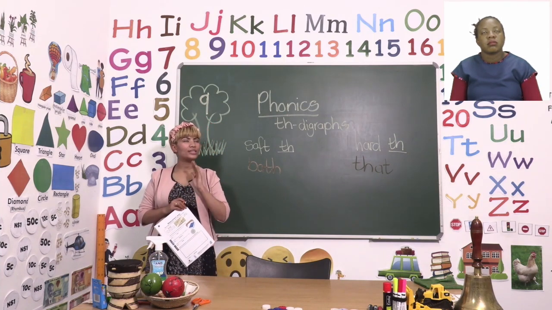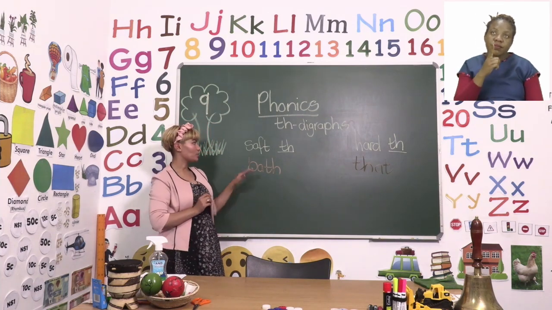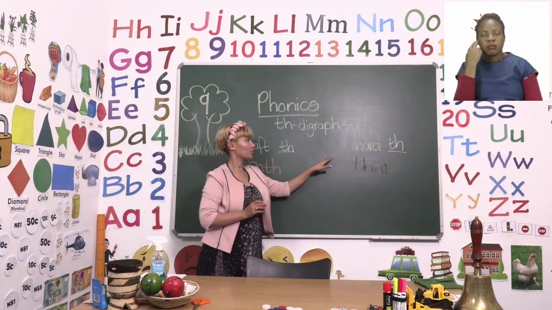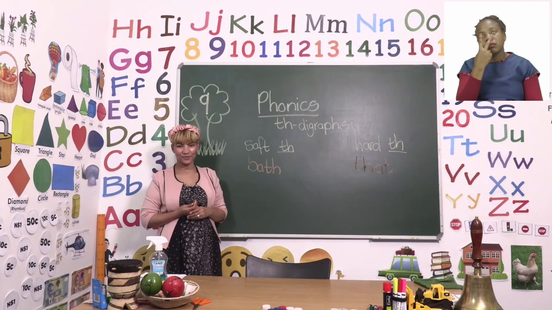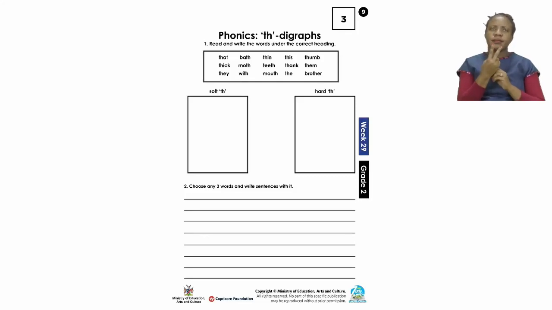Now, I want you to go ahead and look at all the words. Remember, you can always say the word out loud so that you can clearly hear the word to see, do we have a soft th or hard th? Right. Now, let's quickly have a look at number 2. At number 2, we have to construct sentences. So it says, choose any 3 words and write sentences with it. So now you can go ahead and choose any 3 words from the words given on top, and you can write your own sentences with it. Have fun, boys and girls.